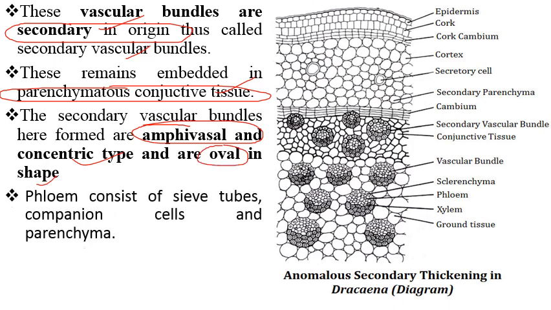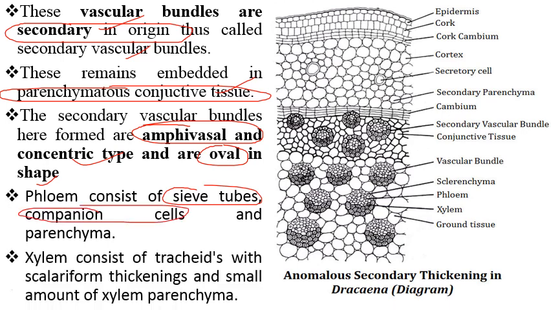Phloem consists of sieve tubes, companion cells, and parenchyma, while xylem consists of tracheids with scalariform thickening, which means ladder-like thickening, and a small amount of xylem parenchyma. So this is the composition of phloem and xylem in the Dracaena stem.